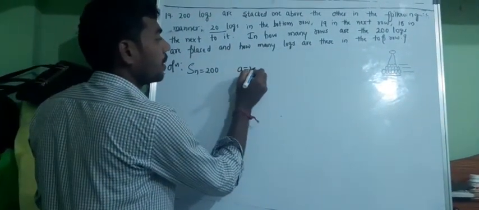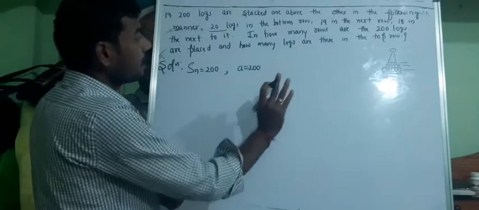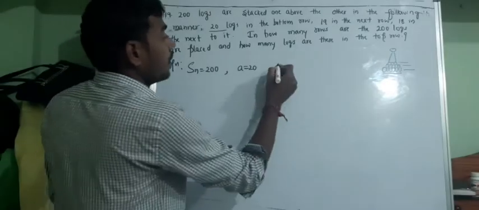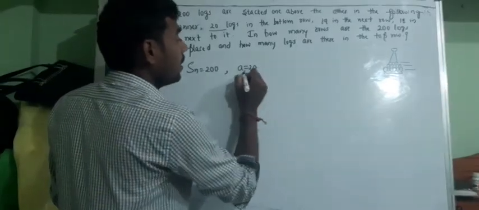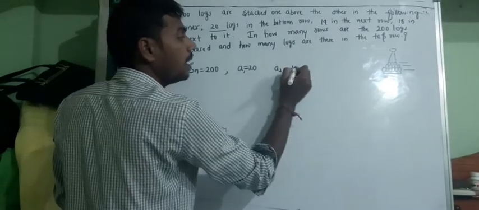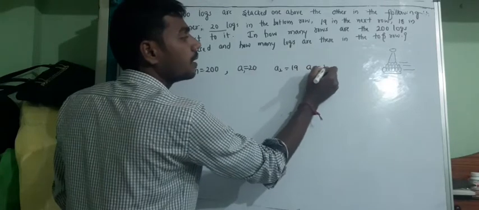That is 200. Fine. Next. After this, what are they saying? Sorry, 20. Next. See, A1 is 20 and on the top of it 19 are there. On the top of that A3 is 18 are there.